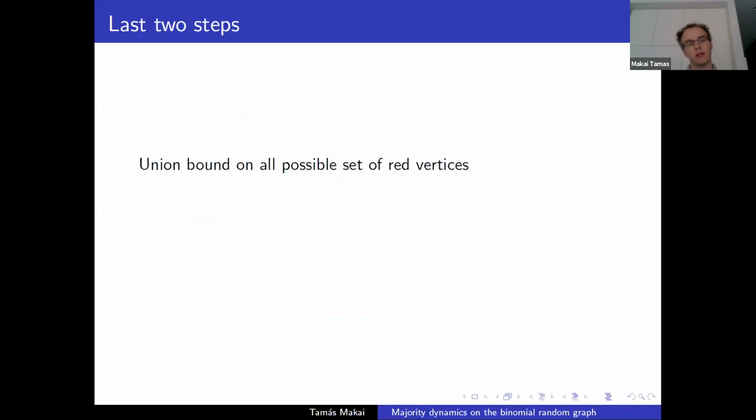Okay, so we now know that after 2 steps, almost every vertex is blue. So we can have only a small set of red vertices, so only little o of n red vertices. And from this point, we are basically doing a union bound on every possible set of red vertices.